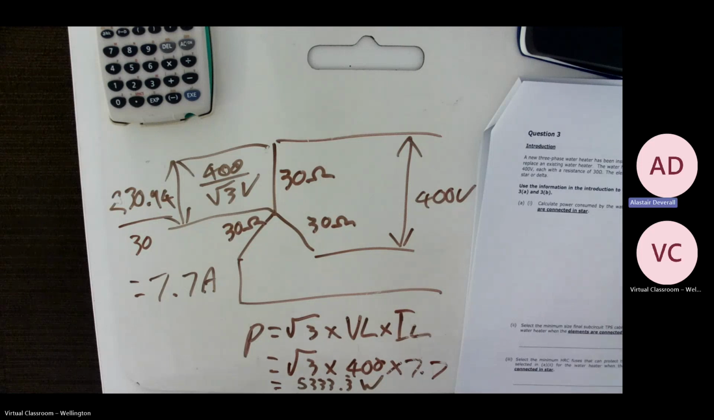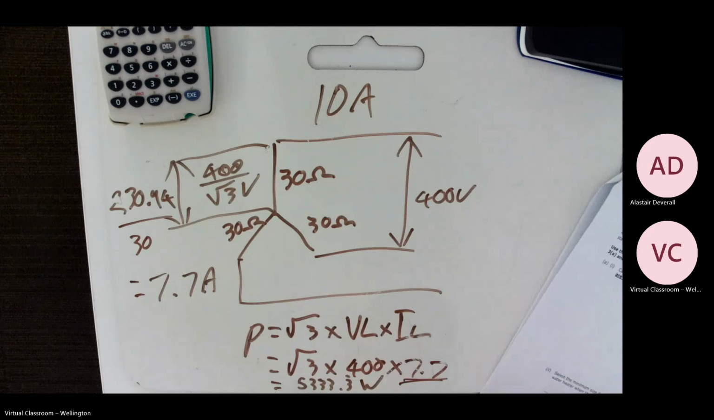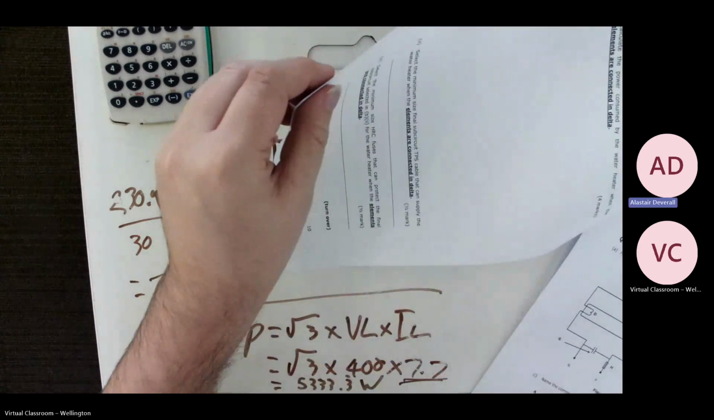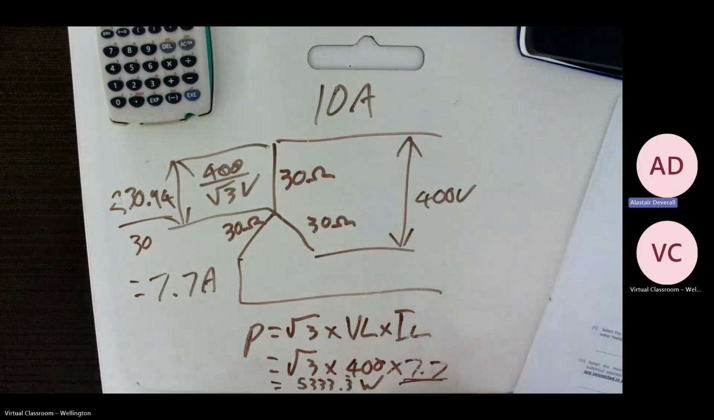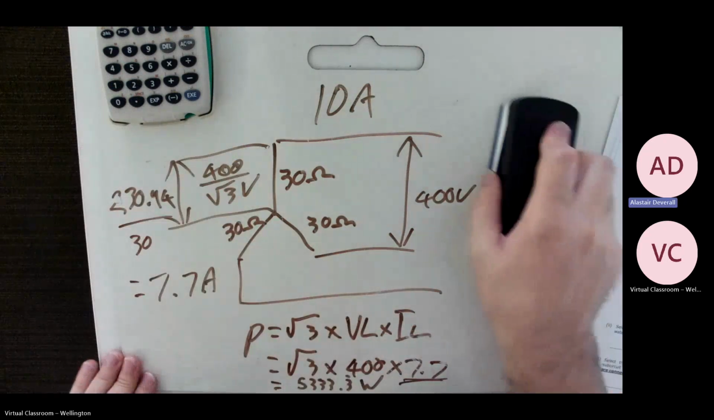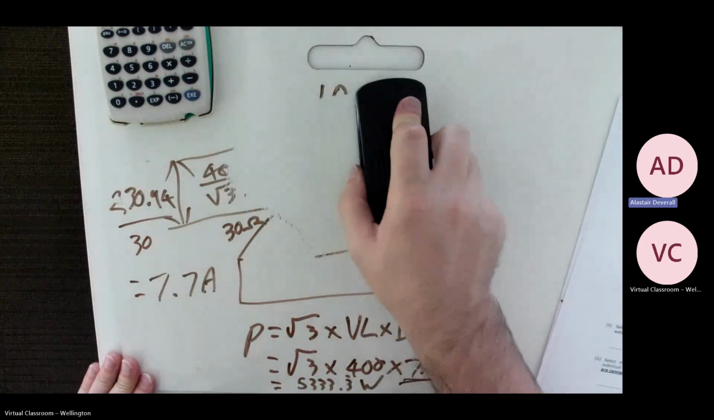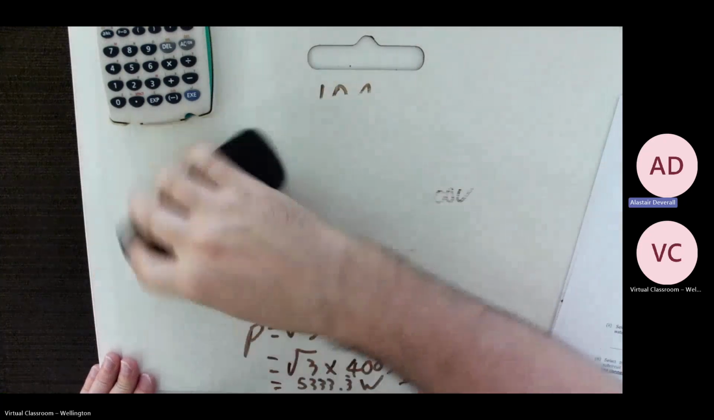Now, question 3, select the minimum HRC fuses that can protect the final subcircuits connected in AII for the water heater when the elements are connected in star. We only need a 10 amp because we are handling 7.7 amps. So the next page. Next page is 3 continued. Cool. So our next question is calculate the power consumed when it is in star.